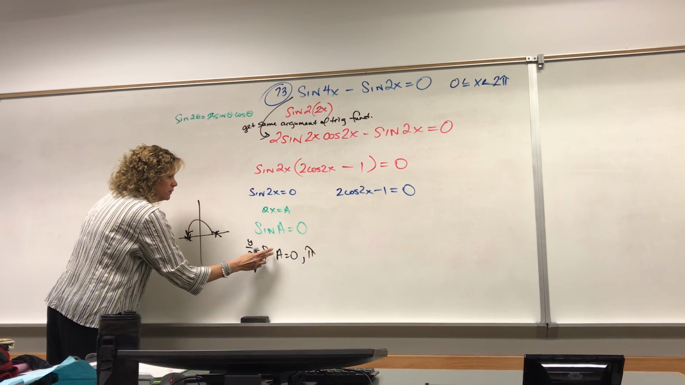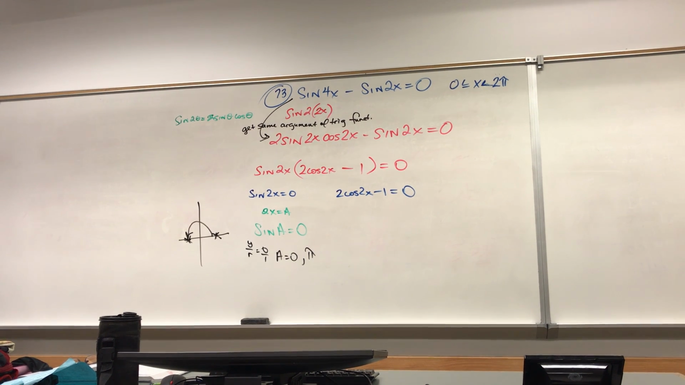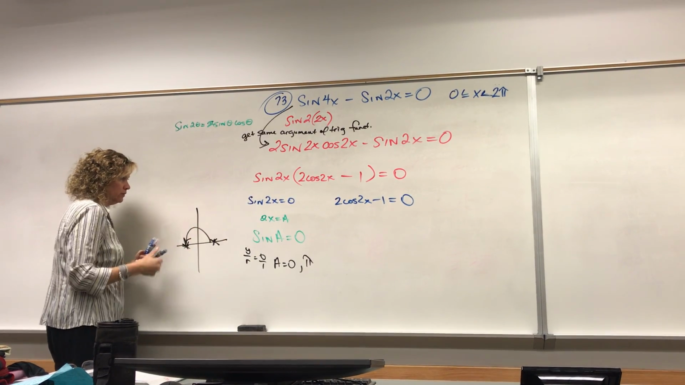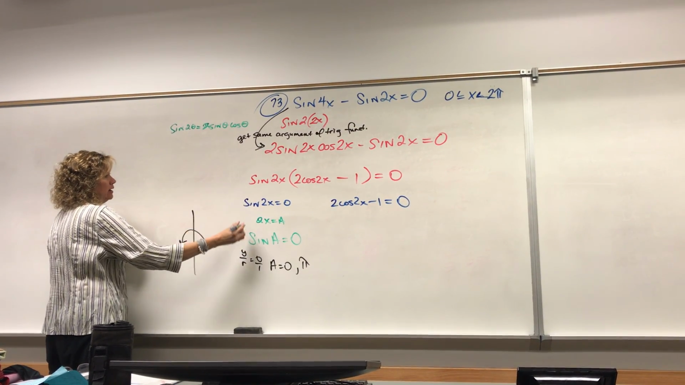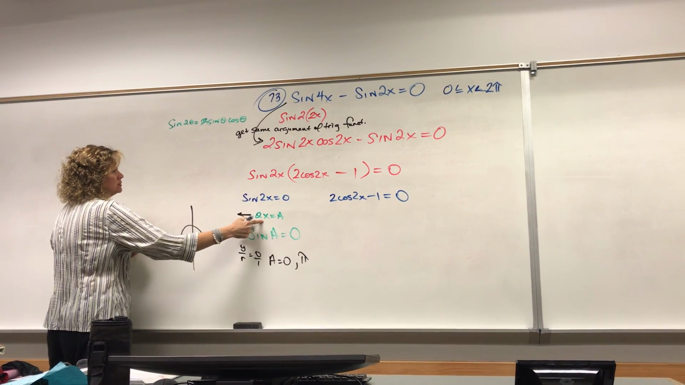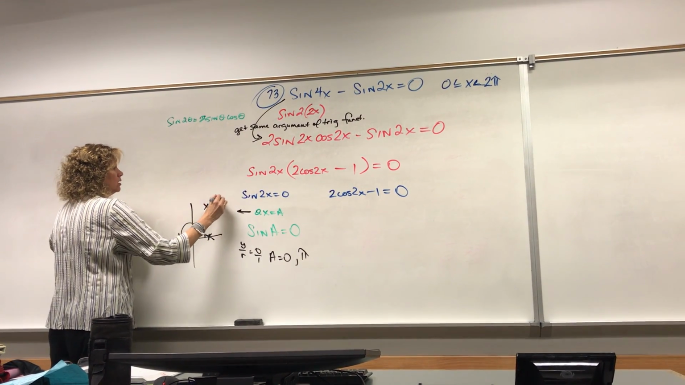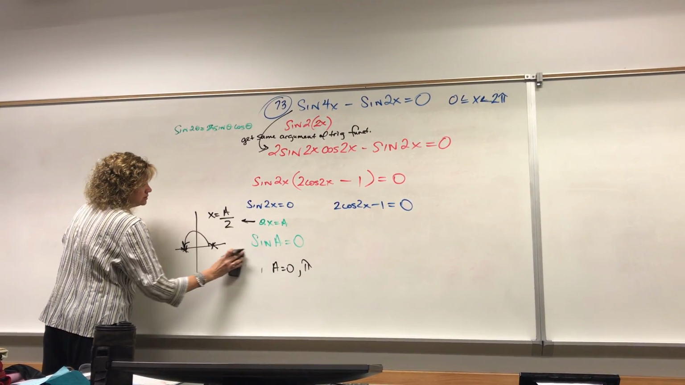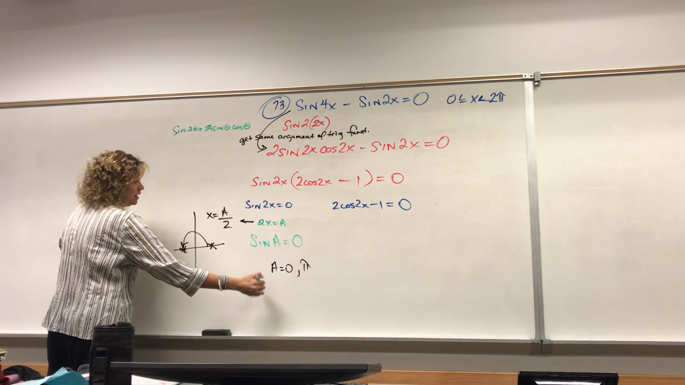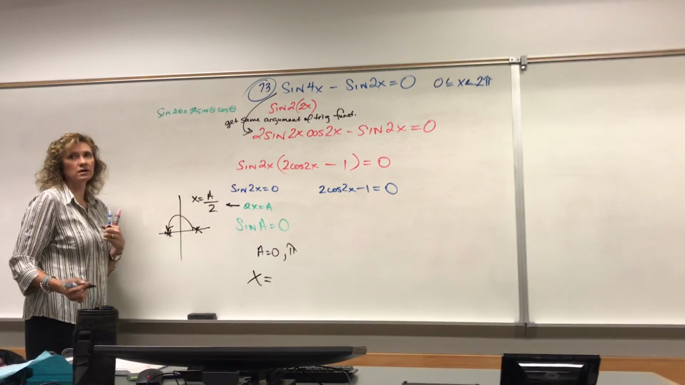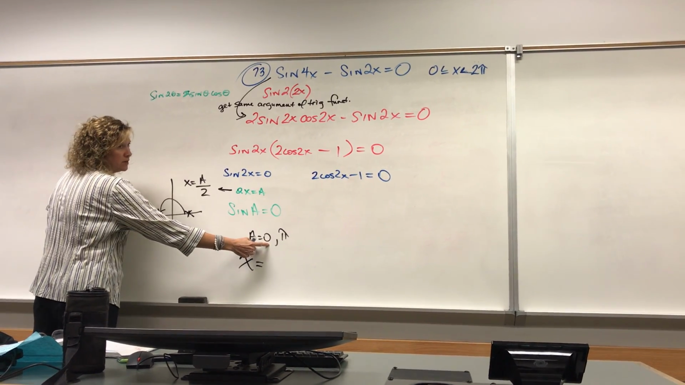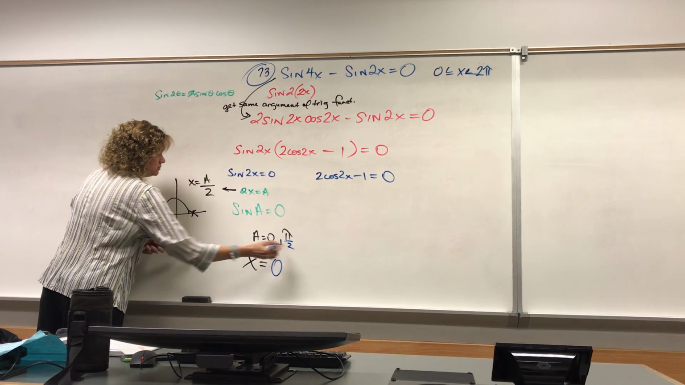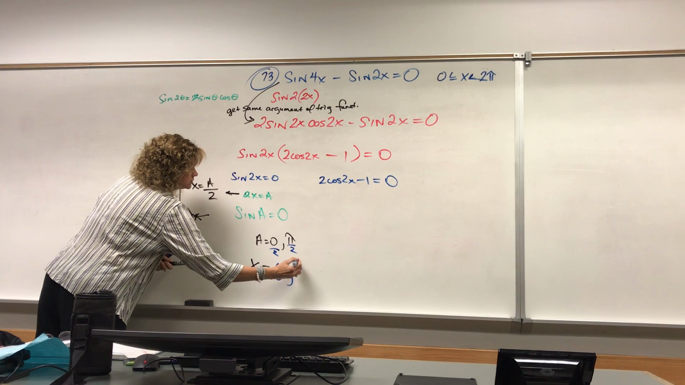We want to be super specific. Our A angle is 0. However, we got a problem. We're trying to solve for x, not A. If we solve for x and we divide by 2, my x angles are all my A's divided by 2. If that's A, I want x, so that means I got to cut everything in half. 0 divided by 2 is 0. Pi over 2 divided by 2, pi over 2.